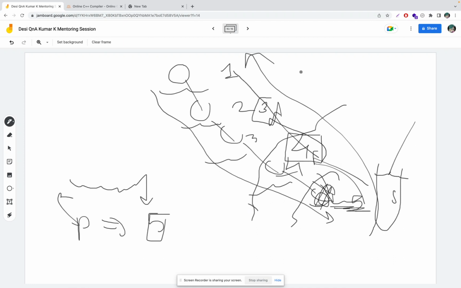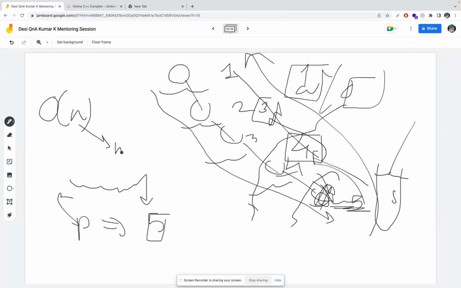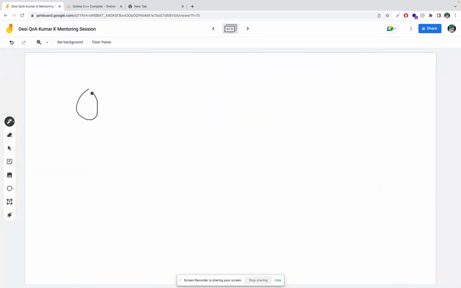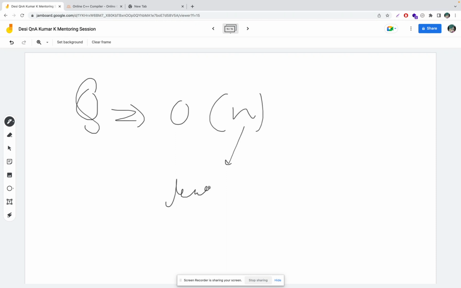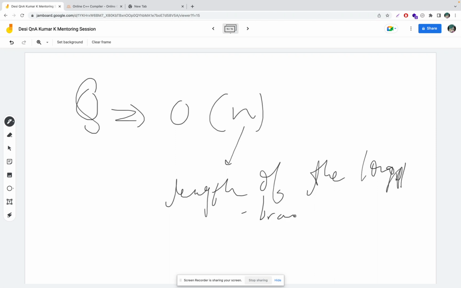Similarly, when you reach the top again, you only have one space, or you can say zero space, whatever. So the space complexity is O of n, where n is the number of calls. Currently you guys are beginners, so let me explain: n is the length of the longest branch. What is the space complexity of recursion? O of n, where n is the length of the longest branch.